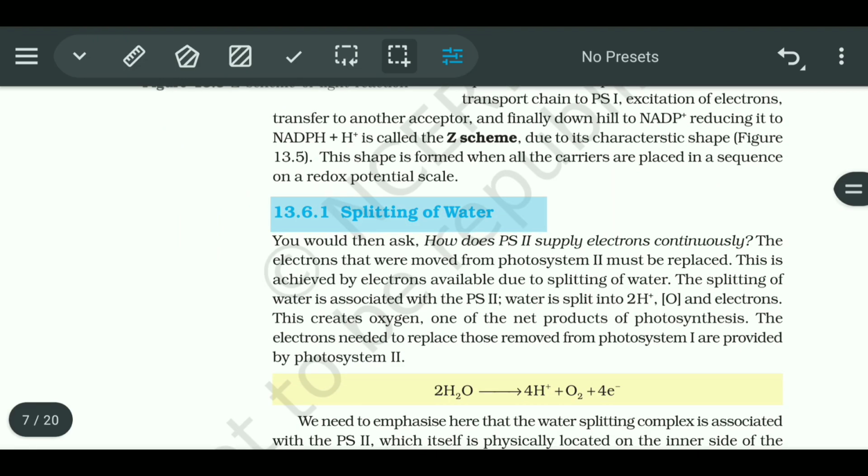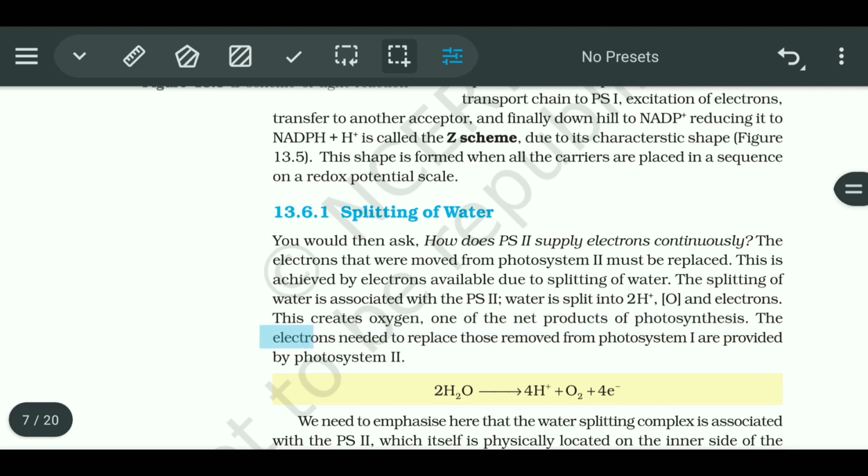13.6.1 Splitting of water. You will then ask, how does PS2 supply electrons continuously? The electrons that were moved from photosystem 2 must be replaced. This is achieved by electrons available due to splitting of water. The splitting of water is associated with PS2. Water is split into 2H+, oxygen and electrons. This creates oxygen, one of the net products of photosynthesis.